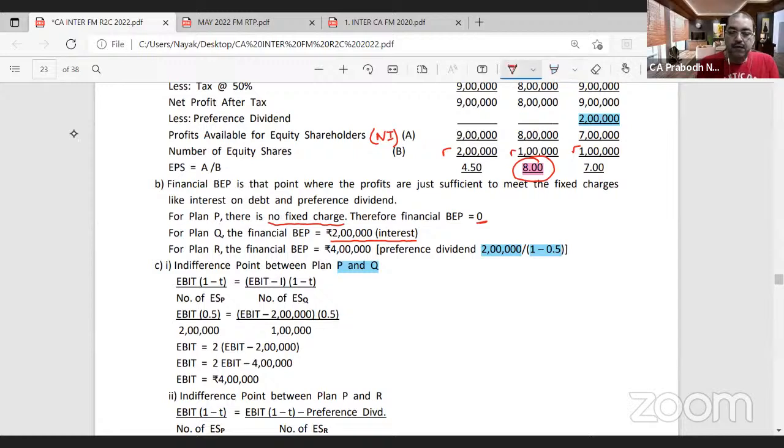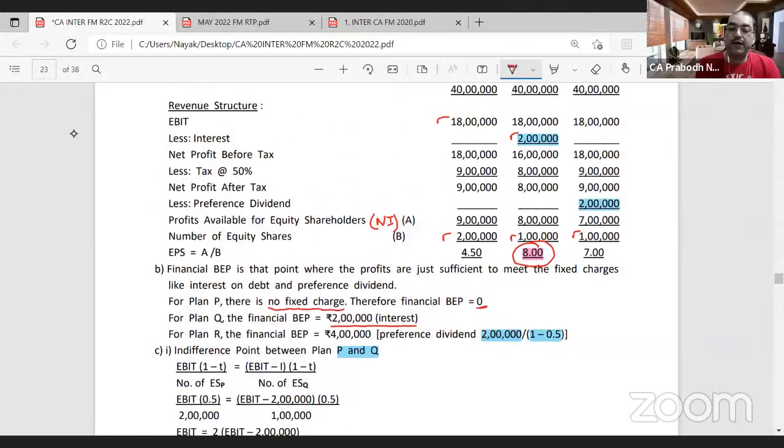So in P, when I write, I say EBIT net of tax. Why EBIT net of tax? Because interest is not there. So it is EBIT 18 lakhs minus tax 9 lakhs. Straight away I can do. So EBIT net of tax divided by number of equity shares in plan P should be equal to, now here I have got interest, so it is EBIT minus interest, net of tax, divided by number of equity shares in plan Q.